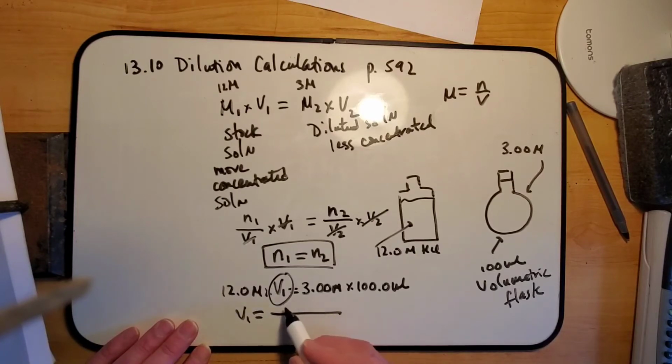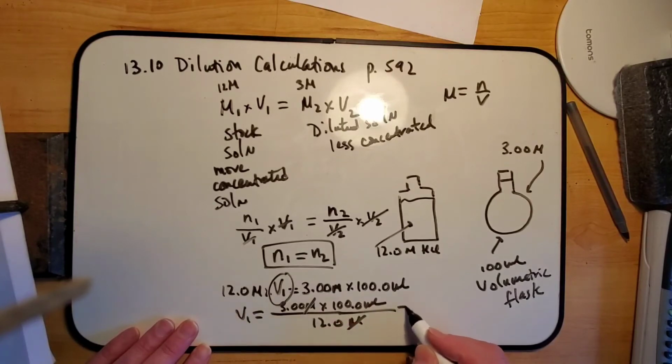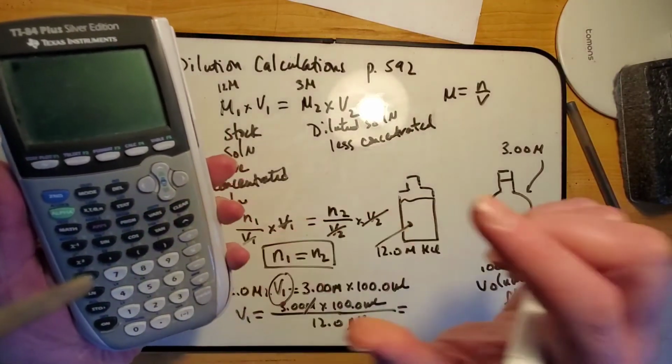V1, just cross multiplication, will be 3.00 molar times 100.0 ml, then divided by 12.0 molar. Molar cancels out, and so now we know the volume we need to pipette. Let me do the calculations.